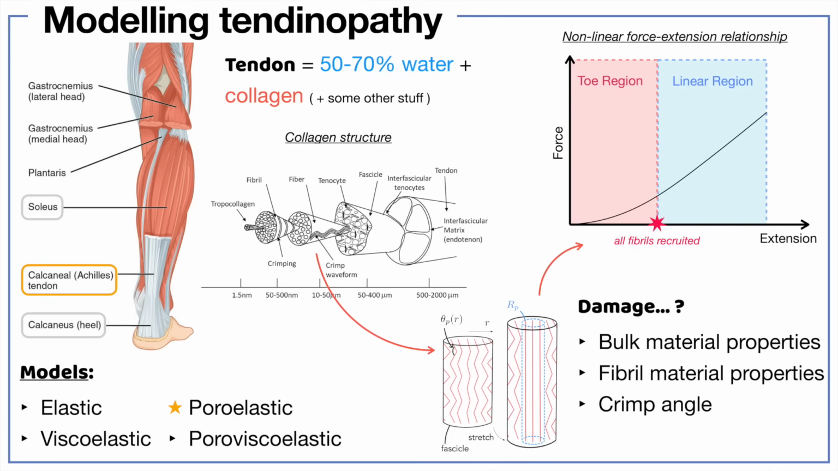And so now we can damage those properties instead, so the stiffness again, or we can think about modifying the crimp angle. So for example, in a damaged tendon, you might expect some fibrils to be less crimped so that they're recruited faster. And so the tendon is having to bear load more quickly.